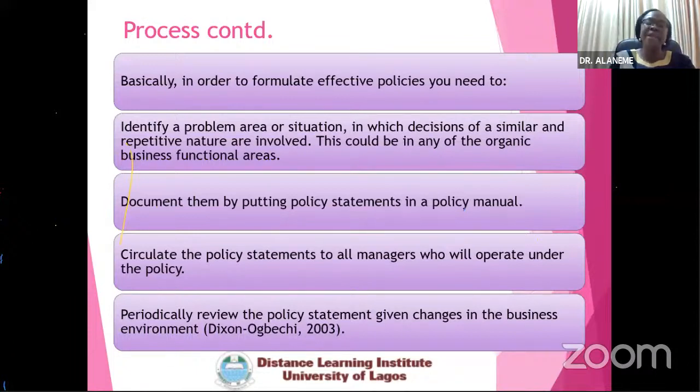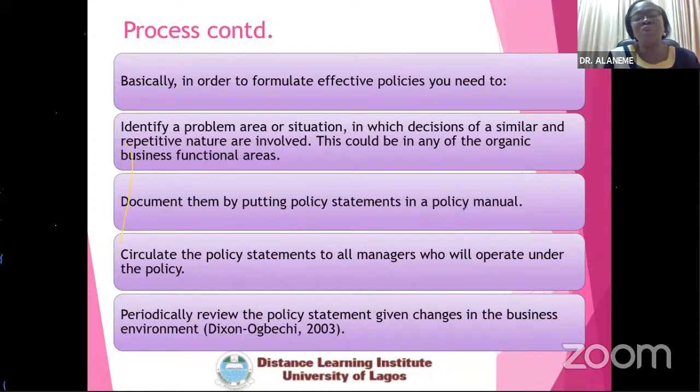Now, like I was saying, we need to identify a problem first. What is that problem? What is the situation that needs a policy? Is this something that has been happening over and over again? And then we need to put a policy so that we'll encourage that or we'll discourage it. And have we taken a decision that is similar in that sort of problem before? So first, identify a problem or area that needs a policy.